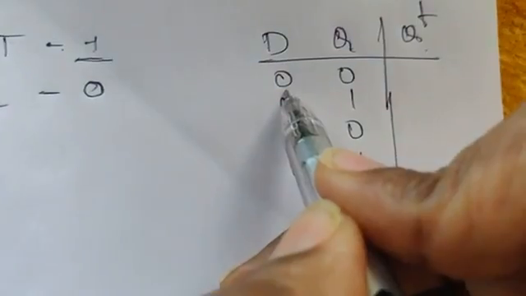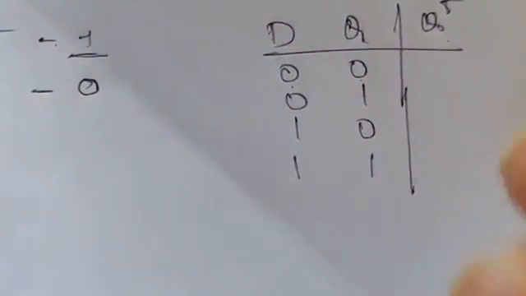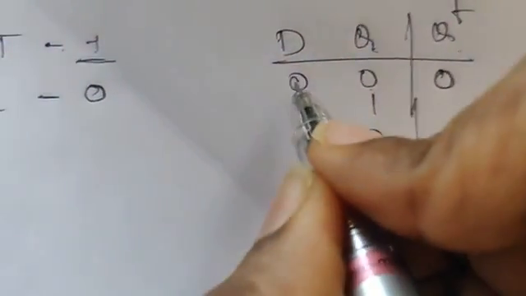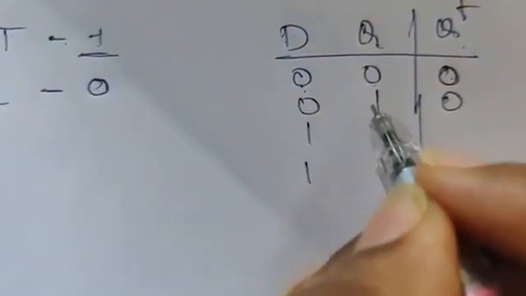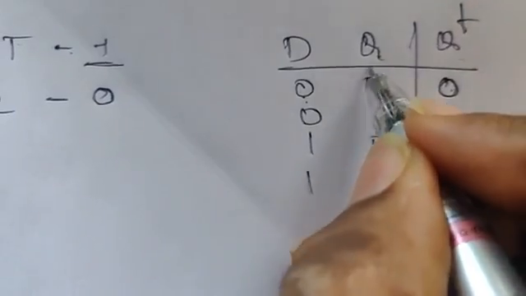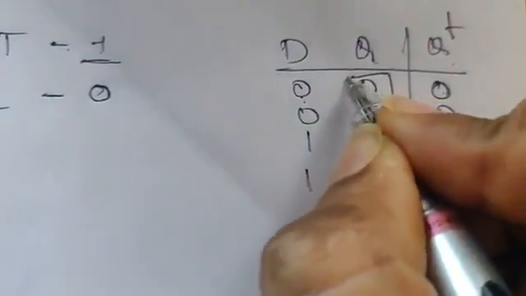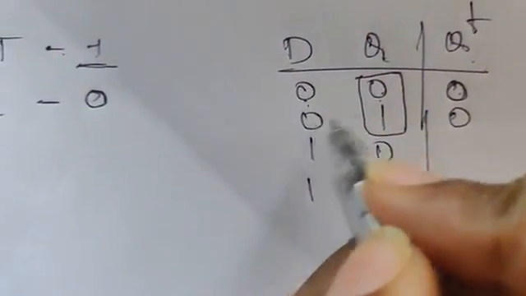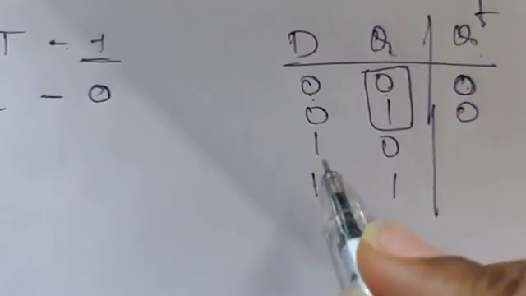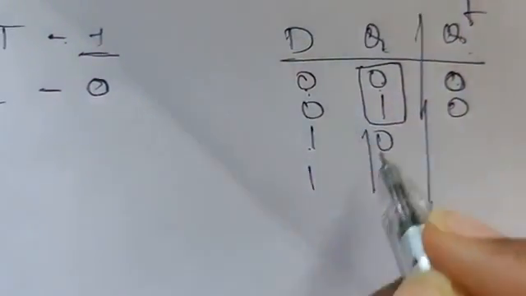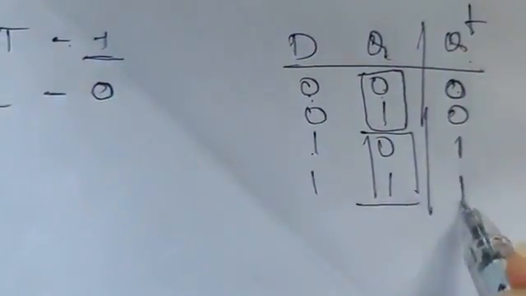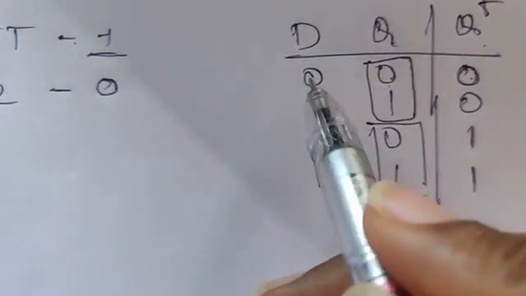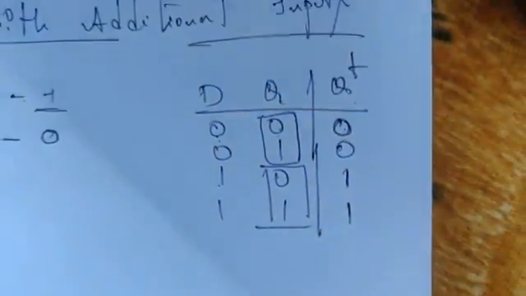If I am passing 0 to the flip-flop, if the present state is 0, the next state will be 0 itself. Whatever you pass, if you are passing 0, the output will be 0. Even though the present state is 1 or 0, no matter what the present or previous state is, whatever you pass will be the next state with respect to a D flip-flop. If you are passing 1, it won't bother about the present state. The output will be 1. If you are passing 0, the output will be 0. If you are passing 1, the output will be 1. This is how the D flip-flop is going to work.